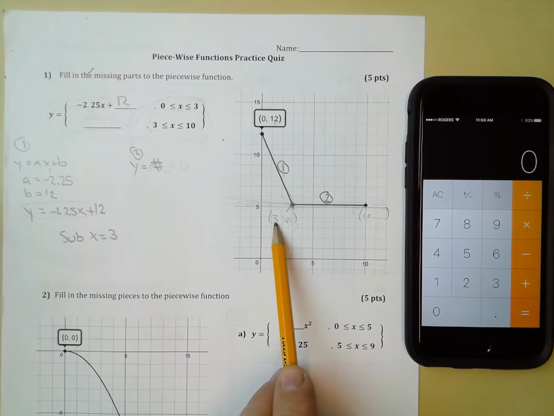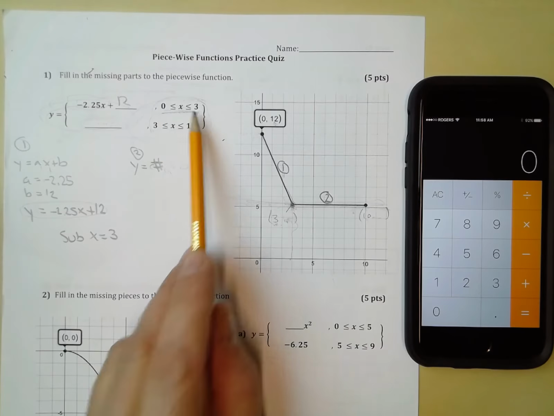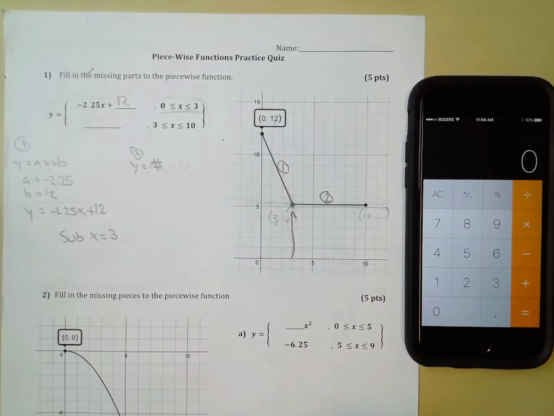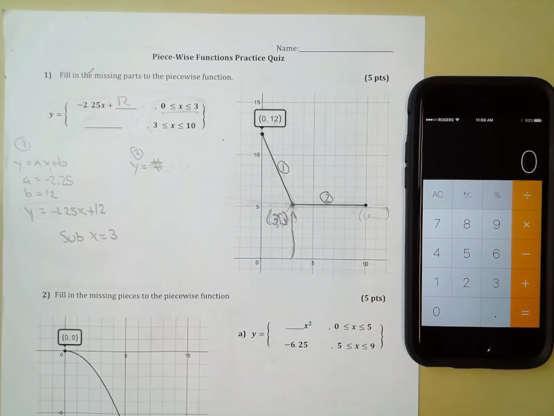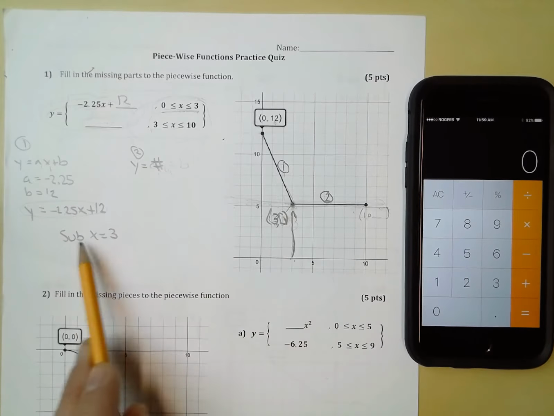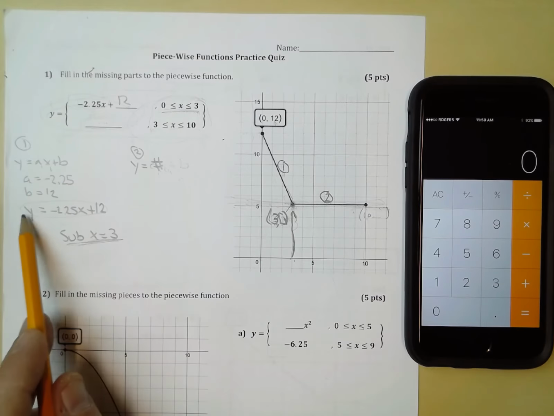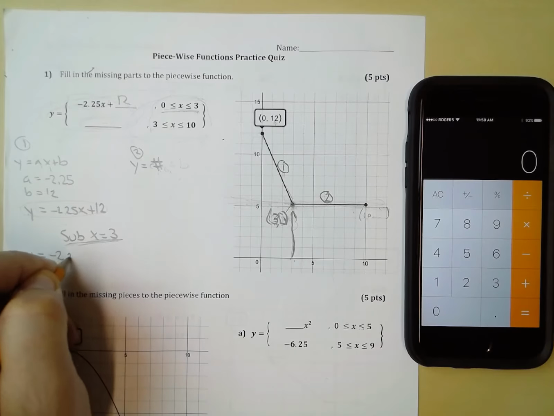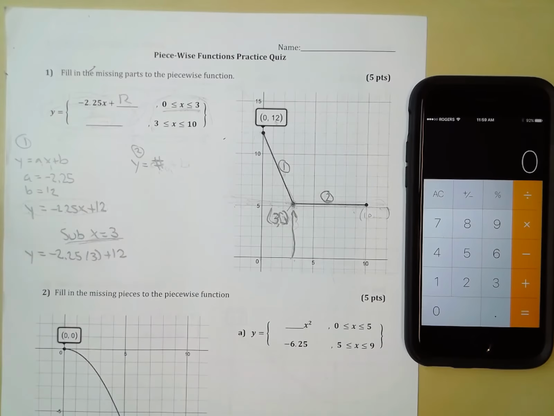I know that the x is a 3 because of that piece of information there. The first function runs between 0 and 3. So the x here is a 3. We need the y. Once we know that y, it'll be the y for the entire constant function. So I'm going to substitute x equals 3 into the first function. It's going to go right where the x is, and I'm going to solve for the unknown. So I'm going to have y is equal to negative 2.25 times 3 plus 12.